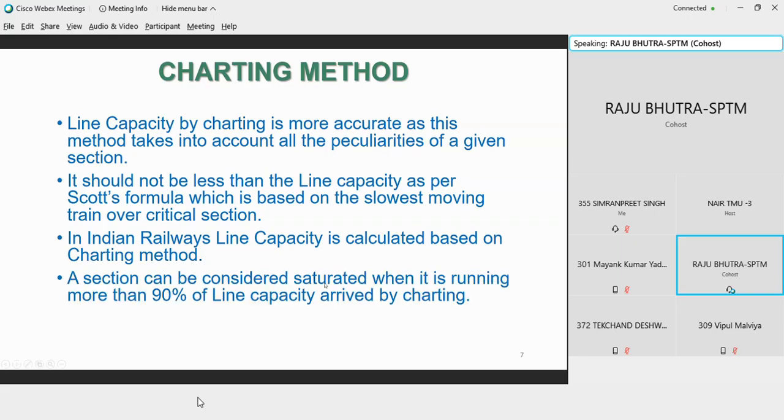A section can be considered saturated when it is running more than 90% of line capacity arrived by charting. So if by using charting method we find that the line capacity utilization is more than 90%, then we can say that the section is saturated.